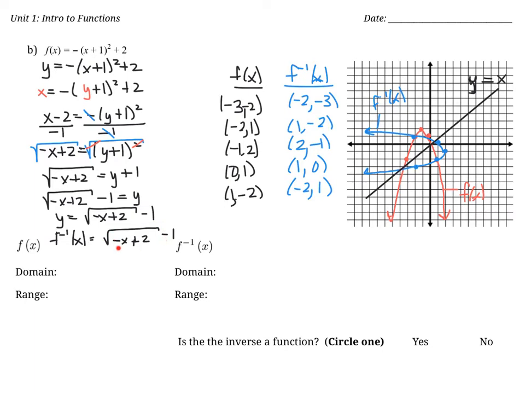It's been reflected in the y-axis, and it looks like it's been shifted to the left 2, but it's actually been shifted to the right 2, and that's because we haven't factored the negative out yet. So if you really want to see that shift, you've got to factor that negative out. So take a look at this guy.